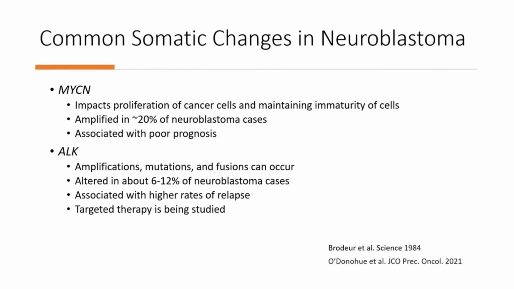ALK can be altered in a number of different ways. There can be amplifications as well, mutations or fusions, all that can happen in this gene in particular. It's altered in a proportion of neuroblastoma cases. I have 6 to 12% here; depending on which publications you look at, that number is a little bit varied. And we know that these patients with ALK aberrations can have higher rates of disease relapse or recurrence, which is why we're really looking at targeting that in our upfront studies, as has been already mentioned as well, especially in our high-risk patients, looking at the addition of ALK inhibitors early on to try to mitigate this increased risk of relapse that we see with these patients.